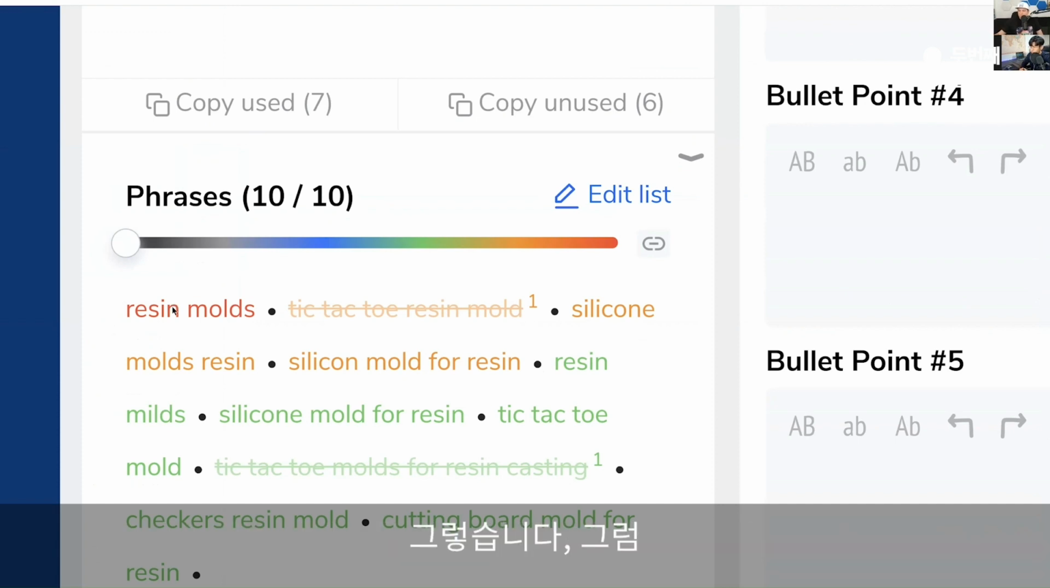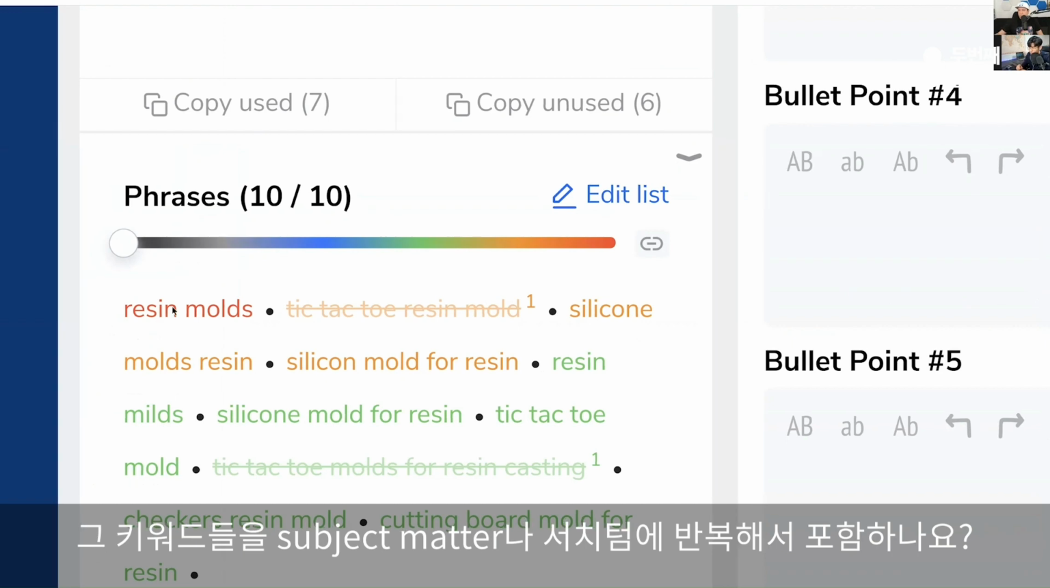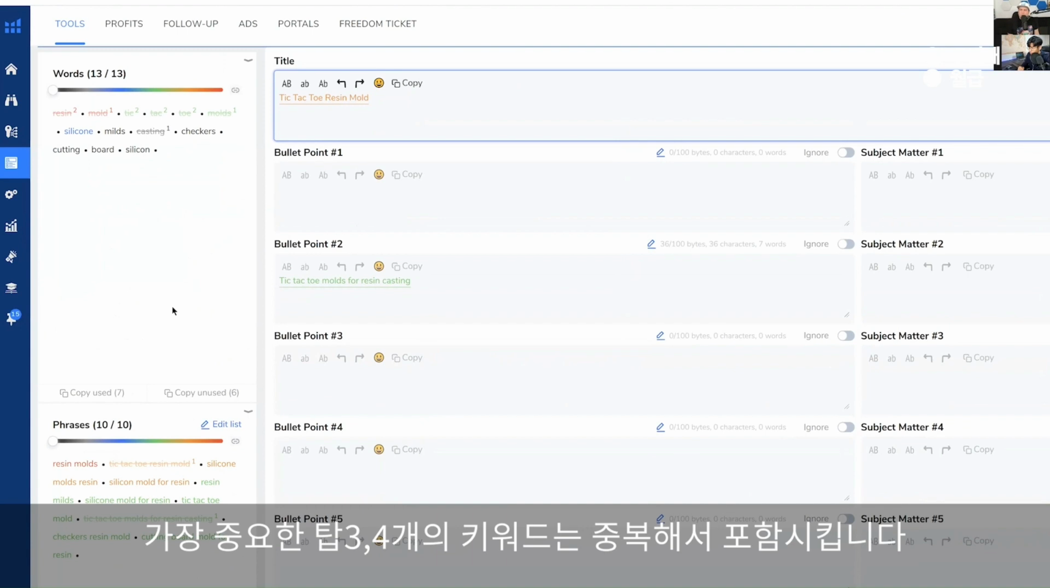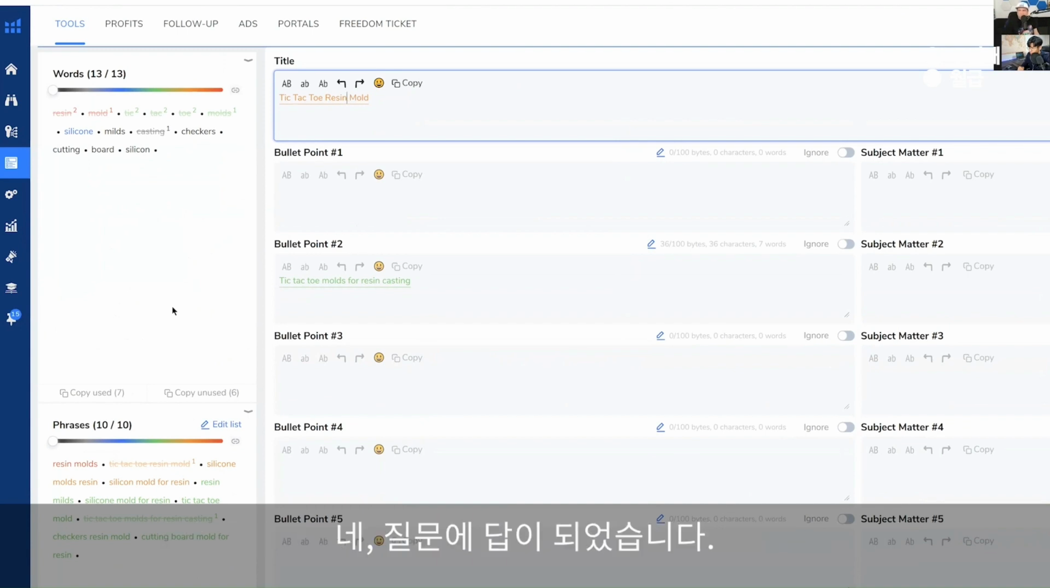Right. That's great. And also, do you put it again in search terms and subject matter? For my top 2 or 3 or 4, yes. I also put it there. Okay, great. All right, question answered.